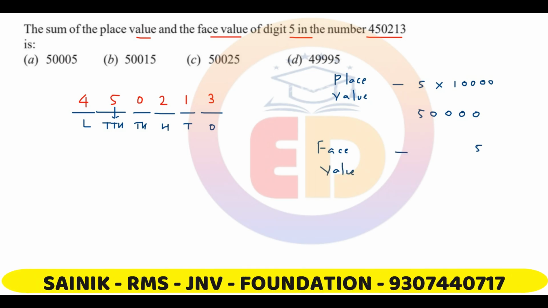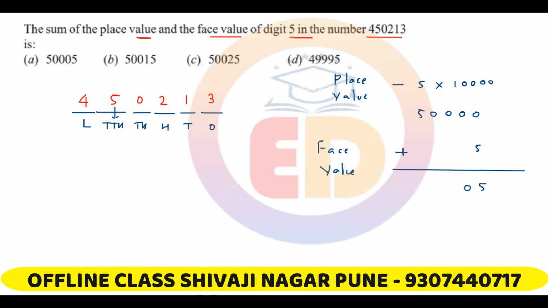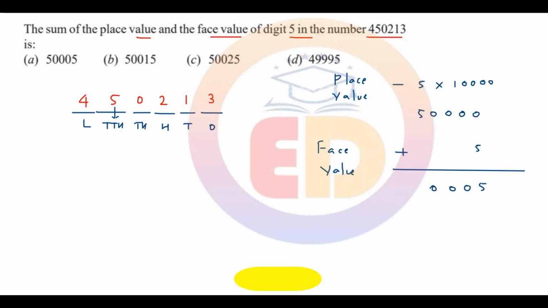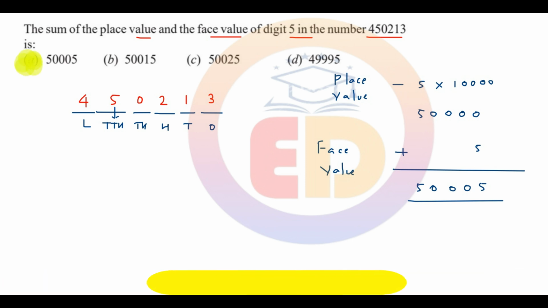The question is asking to do their sum. It will be 50,000 and 5. Answer is 50,005. Option number A.